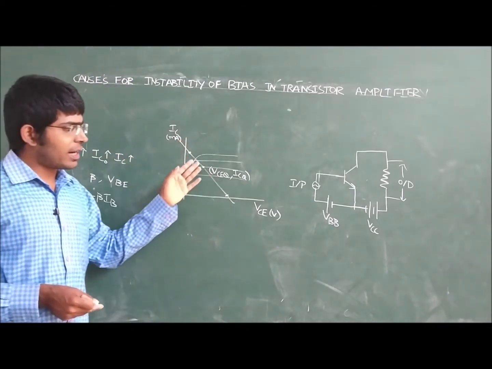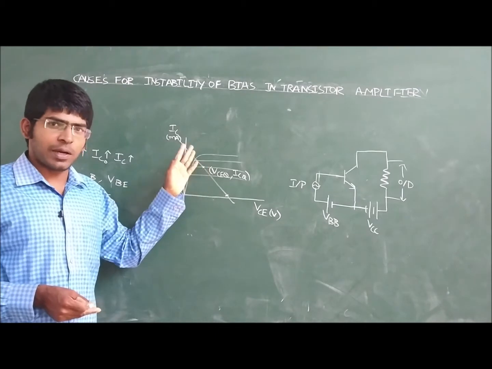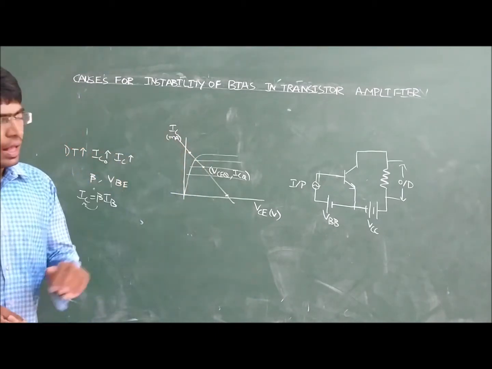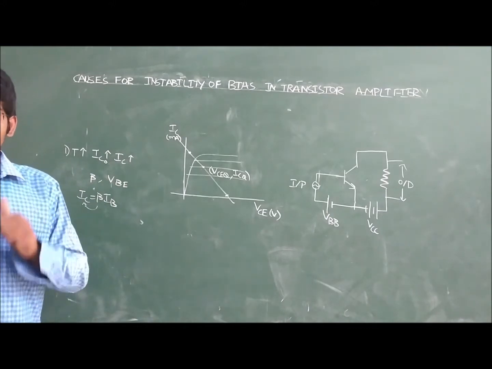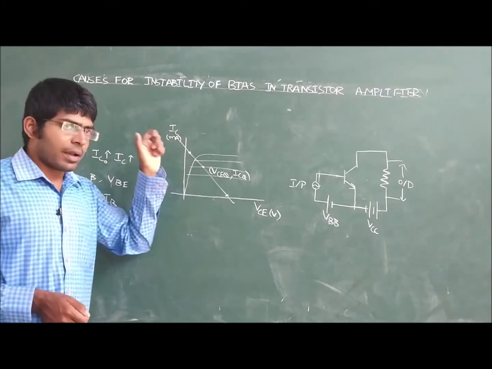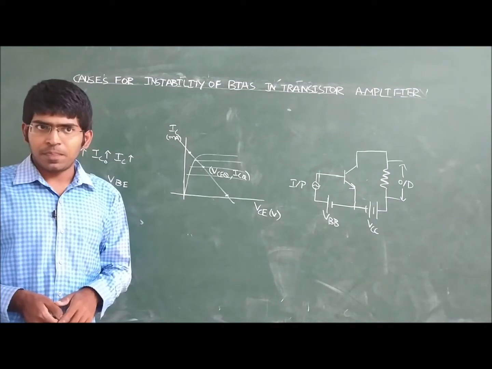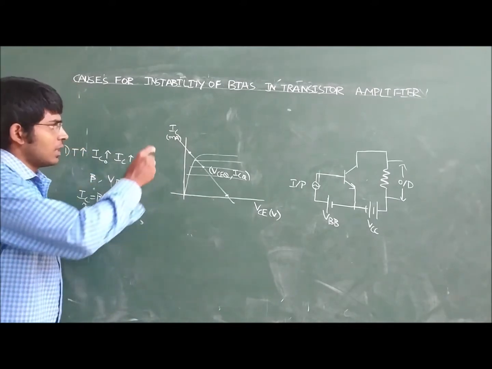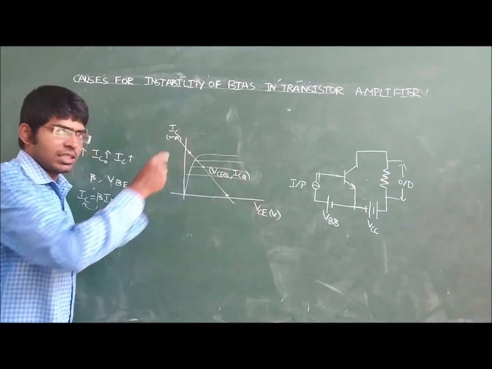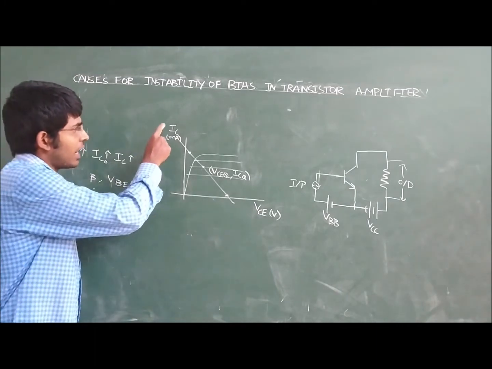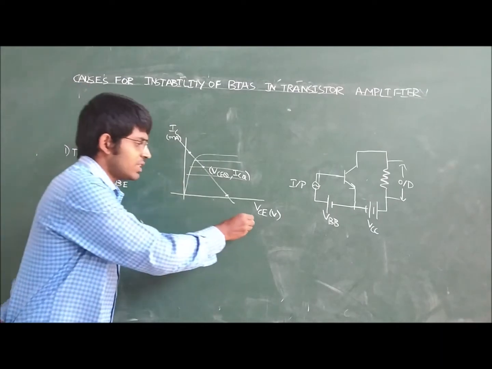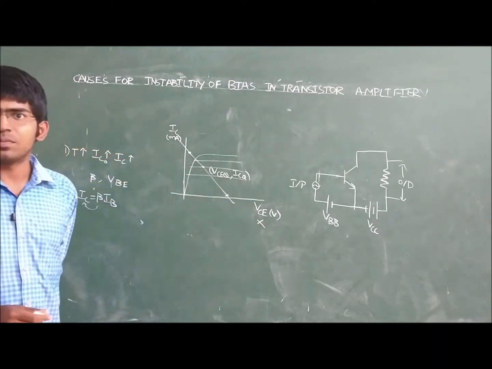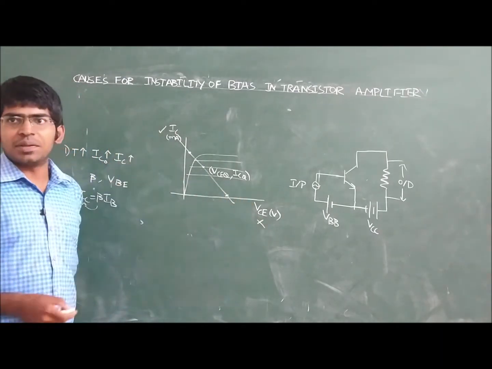But there is no guarantee that the operating point will remain until the end. The operating point may shift. We are asking the question, why the operating point is shifting? The first reason, either the VCE should change or IC should change, then only the operating point can shift. VCE is not changing. The IC is changing.